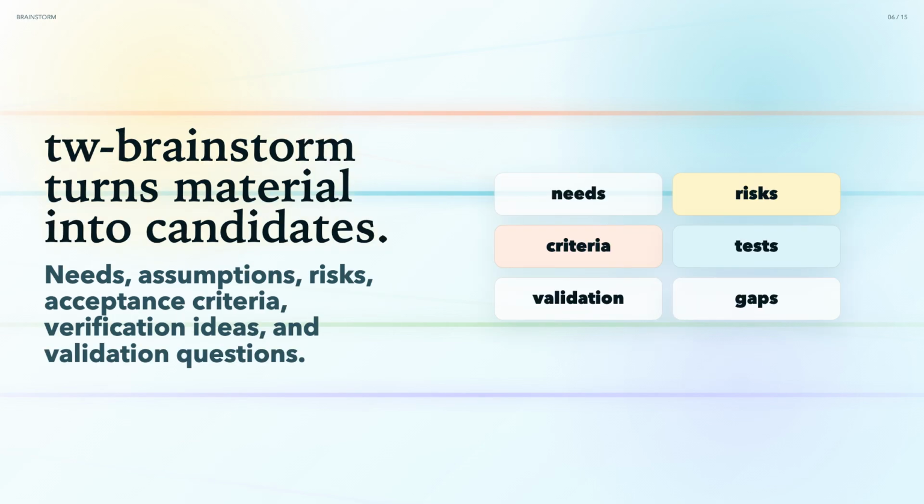tw-brainstorm organizes the shaped material into candidate needs, assumptions, risks, acceptance criteria, verification ideas, and validation questions. It helps prepare the material for review, but it does not approve those requirements by itself.